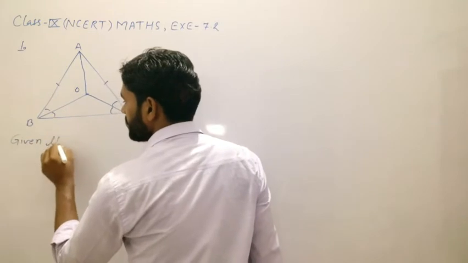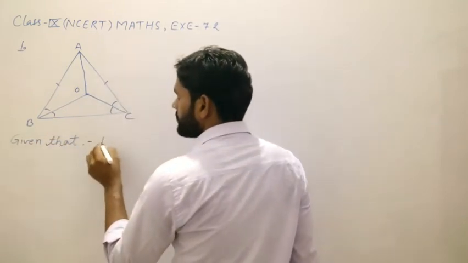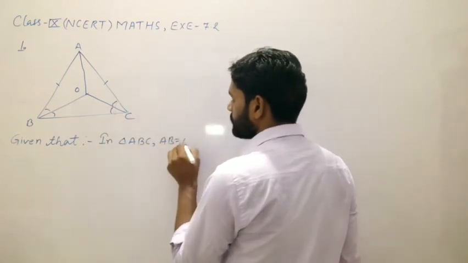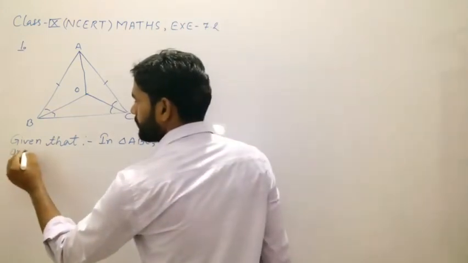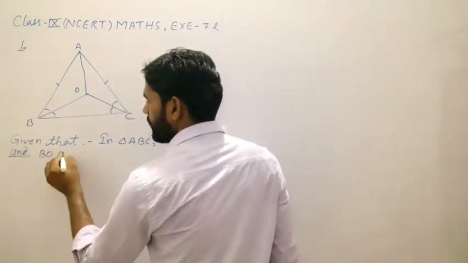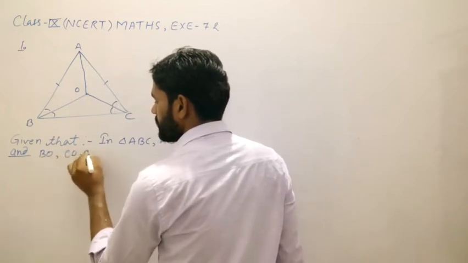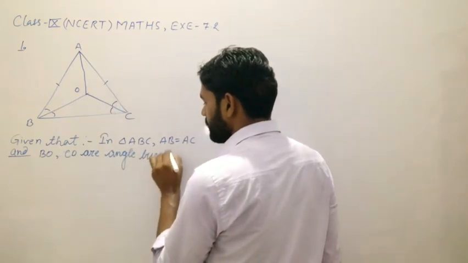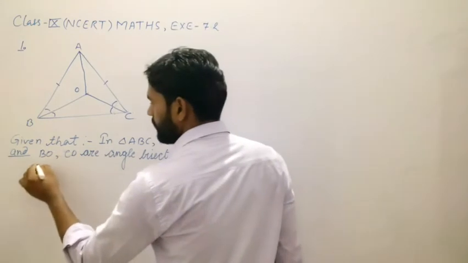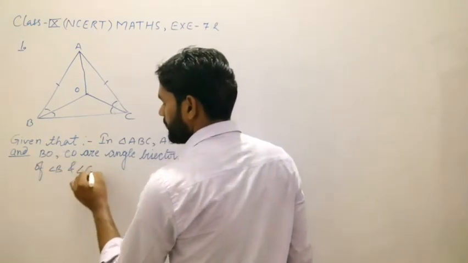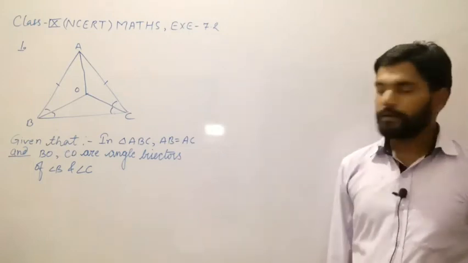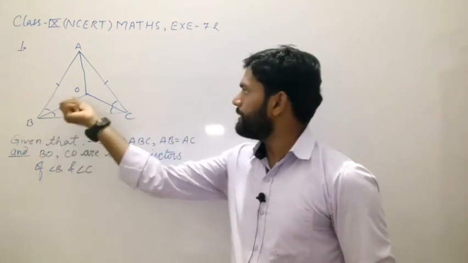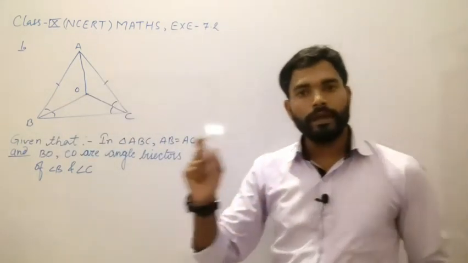Given that in triangle ABC, AB is equal to AC and BO, CO are angle bisectors of angle B and angle C. Clear? A triangle is given ABC in which AB and AC are equal, and one more thing is given, BO and CO are the angle bisectors of angle B and C respectively.